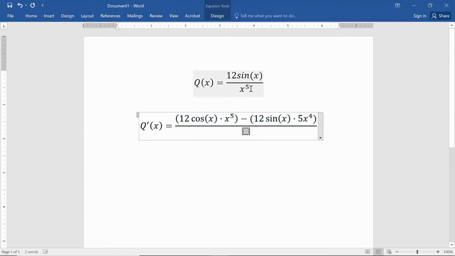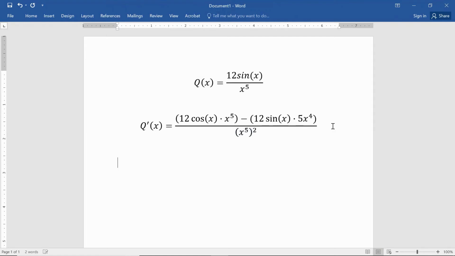The denominator has to be my original denominator squared. And that's the quotient rule. I'm going to clean this up so it looks a little bit nicer. I'm going to rewrite q prime of x equals, so 12x to the 5th.